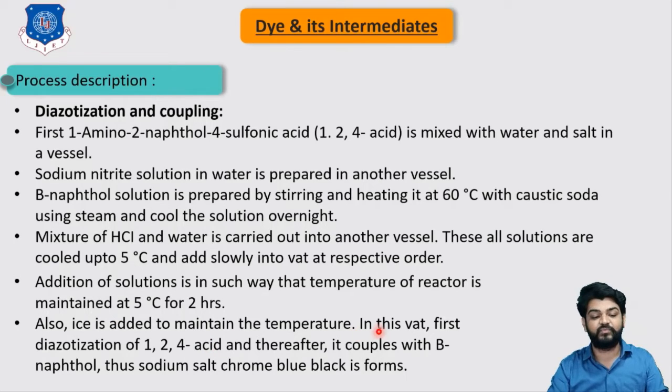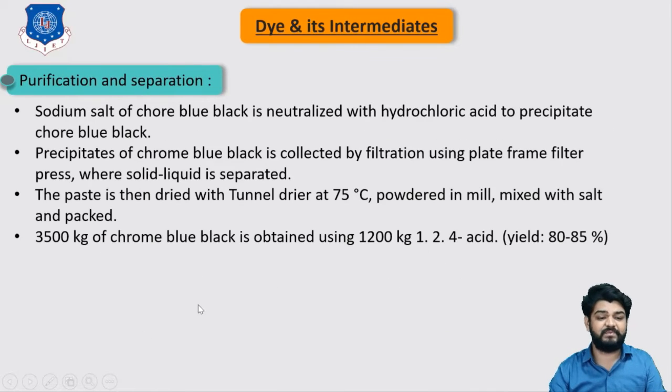As you can see here, also ice is being added to maintain this temperature in this coupler unit. So first this diazo of 1,2,4 acid is being formed, and then it is being coupled with the beta-naphthol, and thus we are getting the sodium salt of this chrome blue black dye.